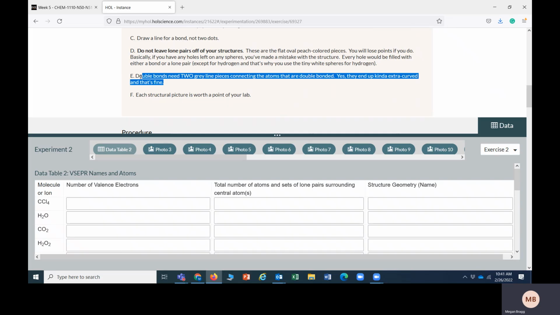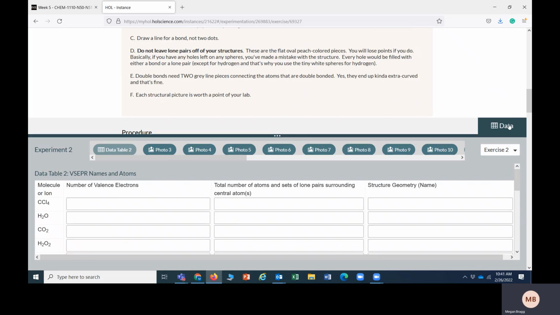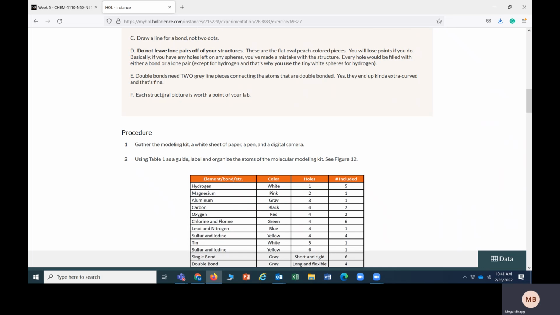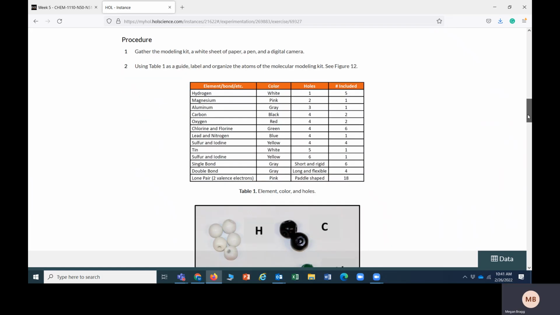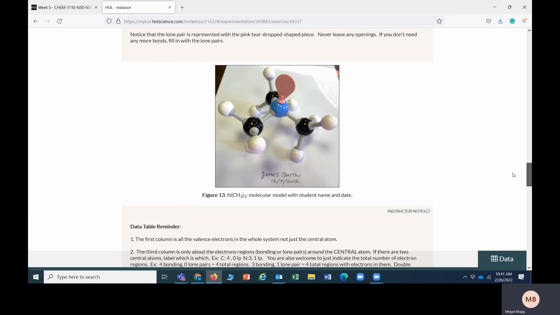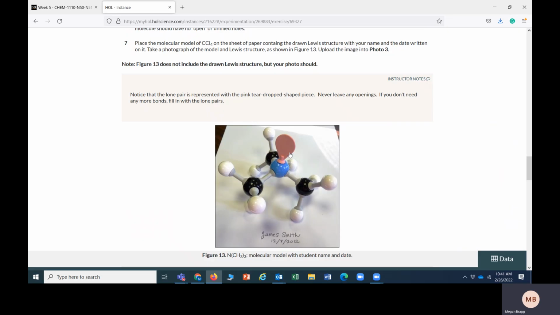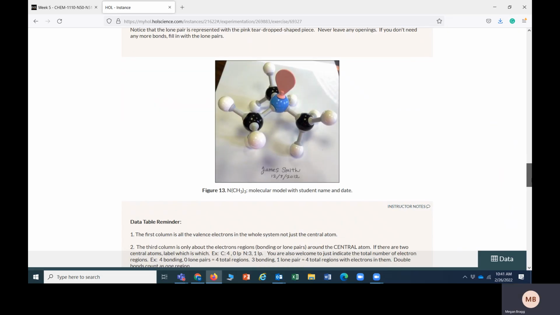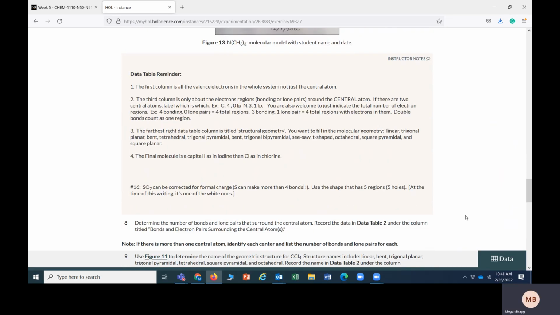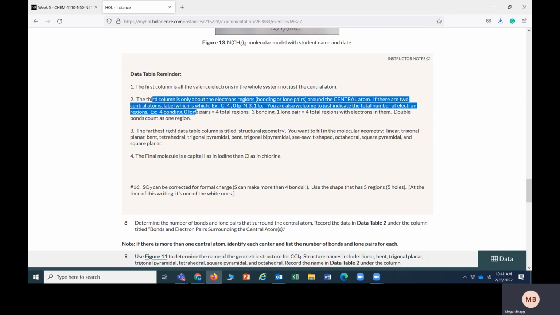The double bonds need two gray pieces coming out, and each is worth a point on your lab. Actually, it's 2 points. You lose half a point. I think you lose 1 whole point. I need to go back and double check it. It should be worth 2 points. So this might be changed and say 2 points when you come back and look at your actual lab. So hopefully that gets you through a lot of it. Again, reminder about the teardrop shape. Don't leave it out. Here's a data table reminder about this third column.